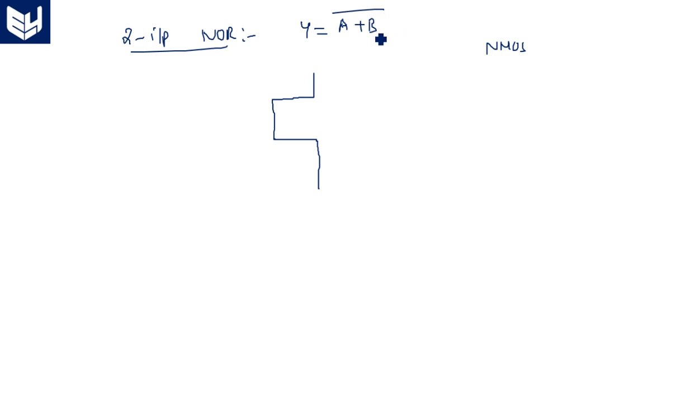Now consider a two input NOR gate. I told you we are using a depletion mode transistor, and for the two input NOR gate realization we use NMOS transistors. NOR is nothing but Y is equal to A plus B whole bar. For plus realization, the NMOS transistors should be connected in parallel. This statement I gave in the previous video. So they should be connected in parallel.